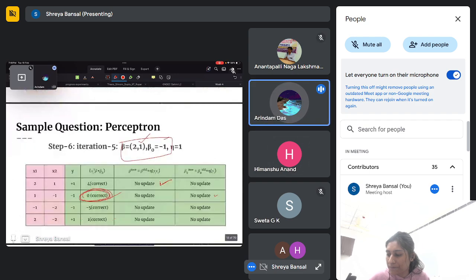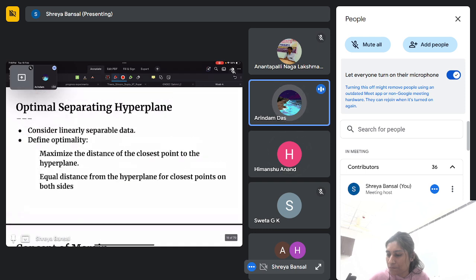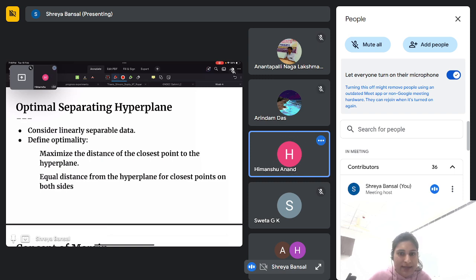Ma'am, in those cases, is there any boundary of the second class? I mean, it seems like it is open. Yes, it is open, but it's not linear at least.